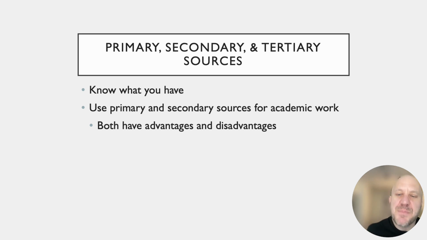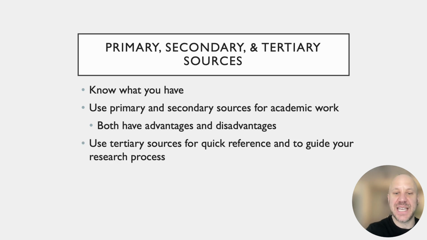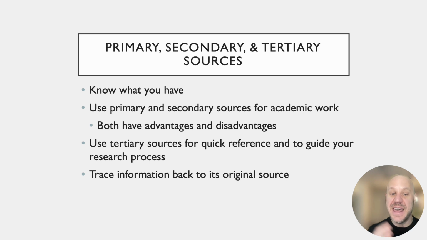Tertiary sources are not as good, right? They are kind of flattened, remedial summaries. They often don't show their work and should be generally avoided in the publication of your work, in the citations that you're doing in your speeches. And instead, you should try to use them to help you find better primary and secondary sources. So use tertiary sources for quick reference and to guide your research process, and then trace the information back to its original source as close as you can get. That's the proper thing to do. So I hope this was helpful for you.